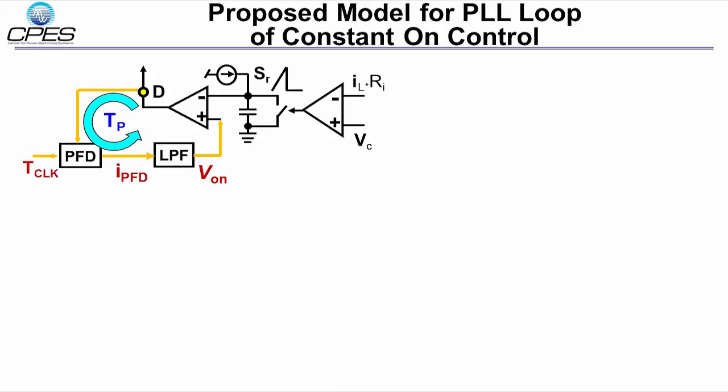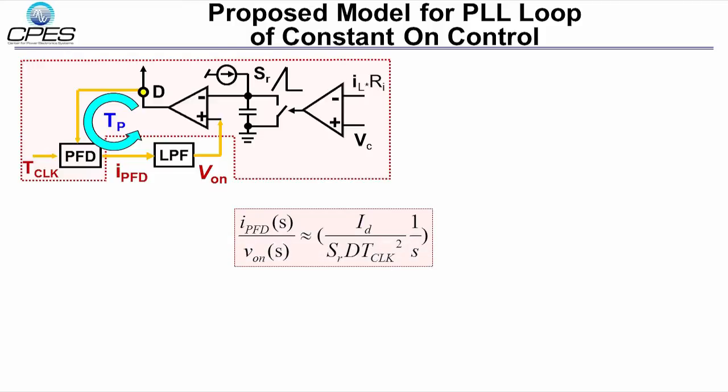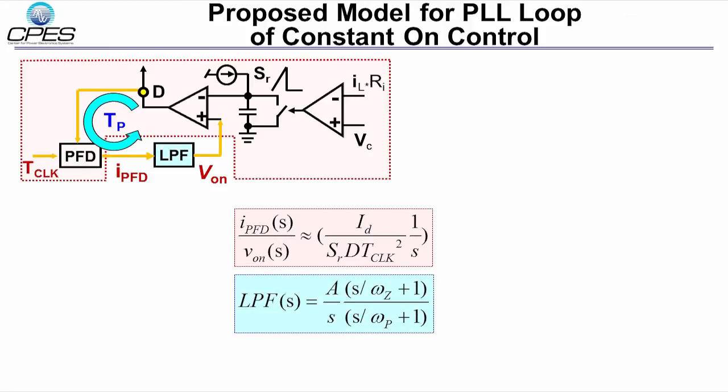Therefore, I proposed a small signal model to understand the issue and provide design guidelines. During the modeling process, the nonlinear components inside the loop are treated as a single entity. Then, based on the describing function method, the V-on to IPFD transfer function is derived. The simplified model shows it contains an origin pole. Then, the transfer function of the low-pass filter contains an integrator to correct error, a low-frequency zero to boost phase, and a low-frequency pole to filter out the pulsating current.